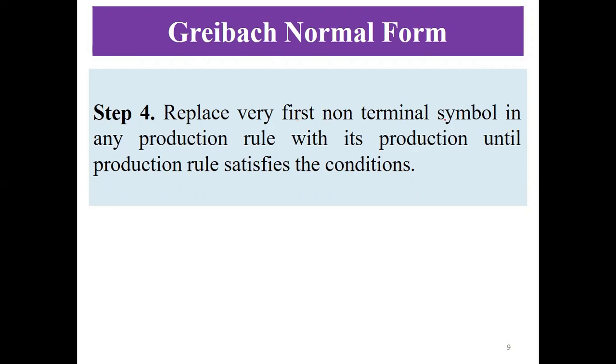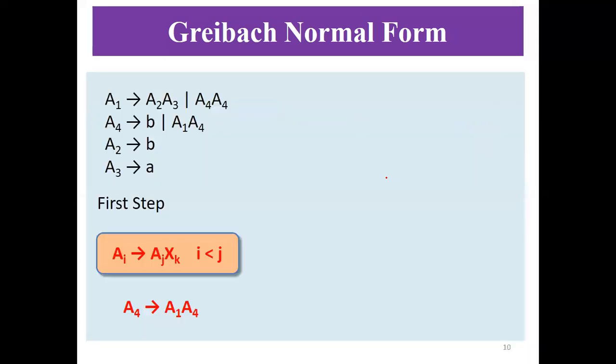The fourth step is to replace the very first non-terminal symbol in any production rule with its production until the production rule satisfies the condition. So what is our condition? The condition is non-terminal tends to a single terminal, and non-terminal tends to a terminal followed by any number of non-terminals. So after doing all the three steps, you have to check whether our GNF is in the following condition form. That is our fourth step. Okay. So we will see one example.